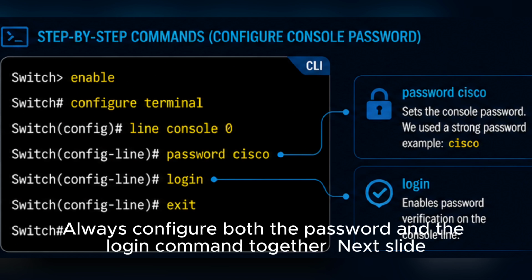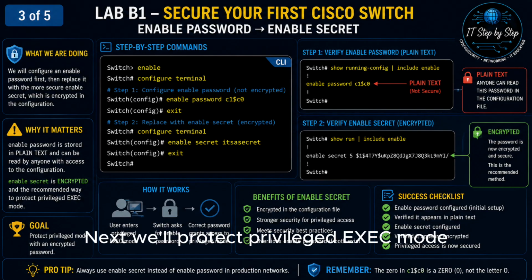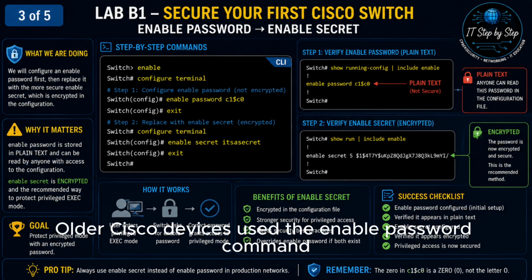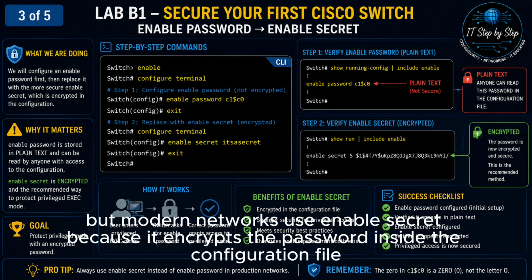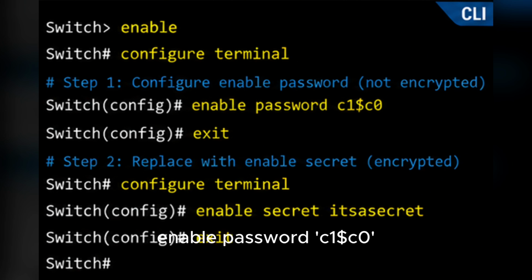Next slide. Next, we'll protect privileged EXEC mode. Older Cisco devices use the enable password command, but modern networks use enable secret because it encrypts the password inside the configuration file. Configure terminal, enable password C1$C0, exit.